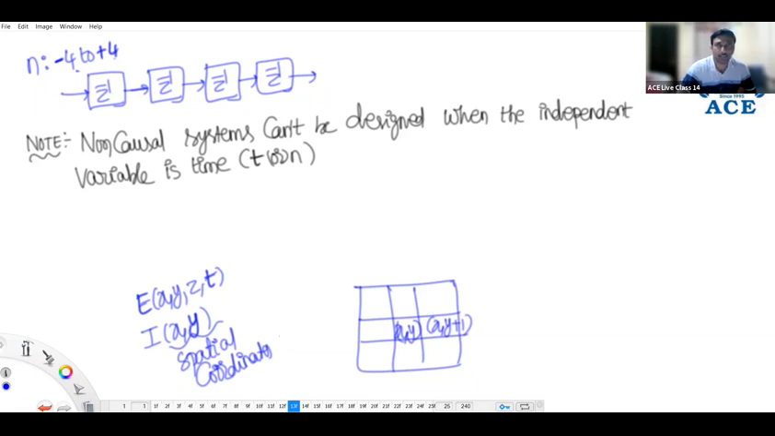But those are spatial coordinates. We are studying this subject with time as the coordinate. With respect to time, a non-causal system is not possible. With respect to the independent variable as time, we cannot design a non-causal system.